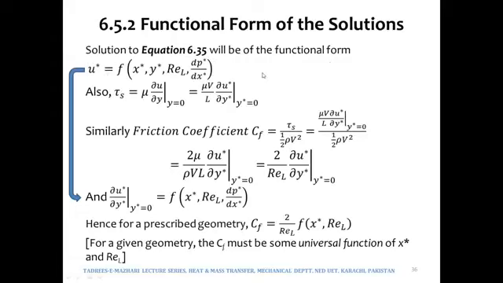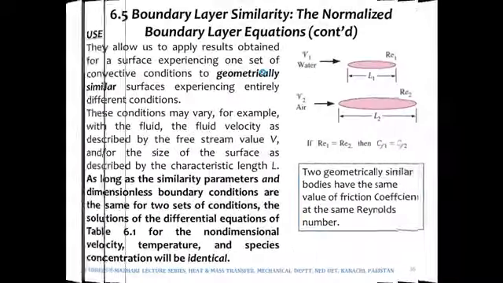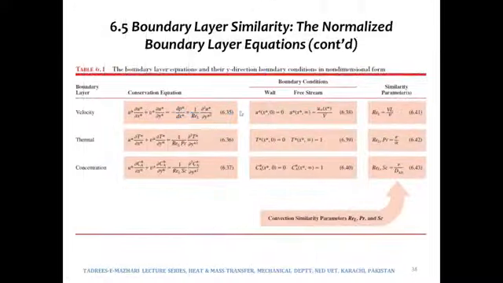Now what is 6.35? If you go back, this is 6.35, and this is the one that we had derived. So the solution to this equation would mean u* as a function of the rest of the parameters.